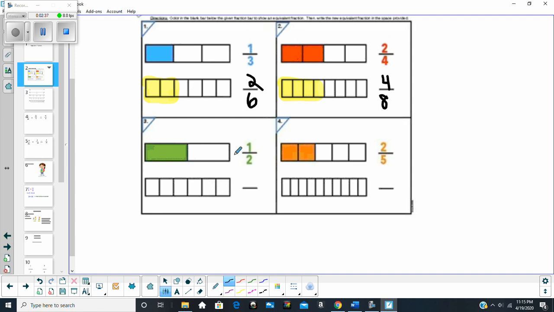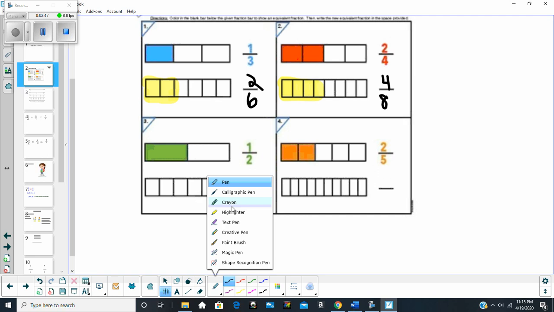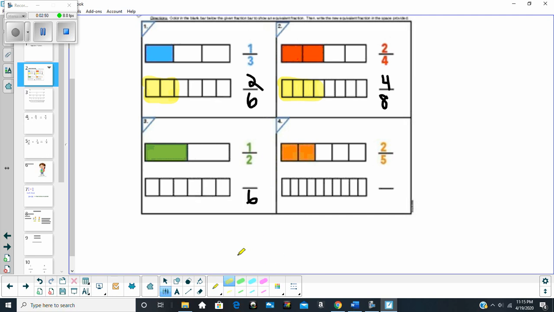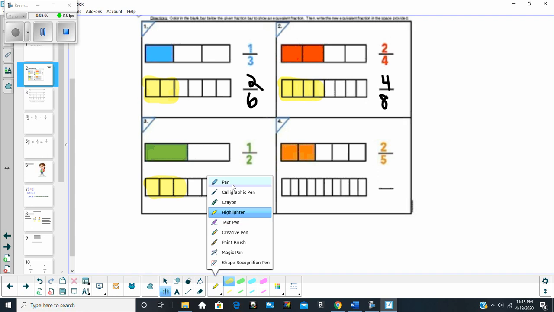Problem 3, we have 1/2. Yes, good. Our denominator is 6. So who can tell me how many sections we're going to shade in? Ava, good job. 3. 1/2 is equal to 3 sixths.